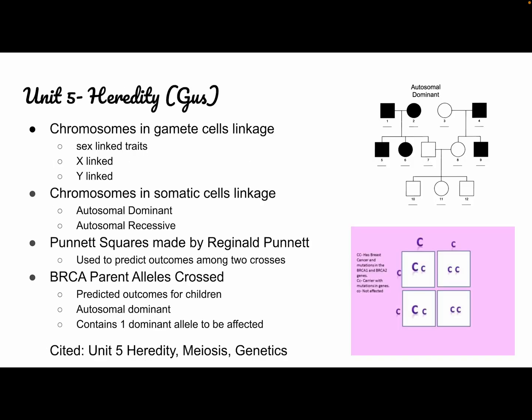Unit 5, Heredity. Chromosomes and gamete cell linkage, sex-linked traits, X-linked and Y-linked. Chromosomes and somatic cell linkage, autosomal dominant, autosomal recessive. Punnett squares, made by Reginald Punnett, are used to determine the alleles of offspring. BRCA parent alleles cross and predict outcomes of children. It is autosomal dominant and contains one dominant allele.